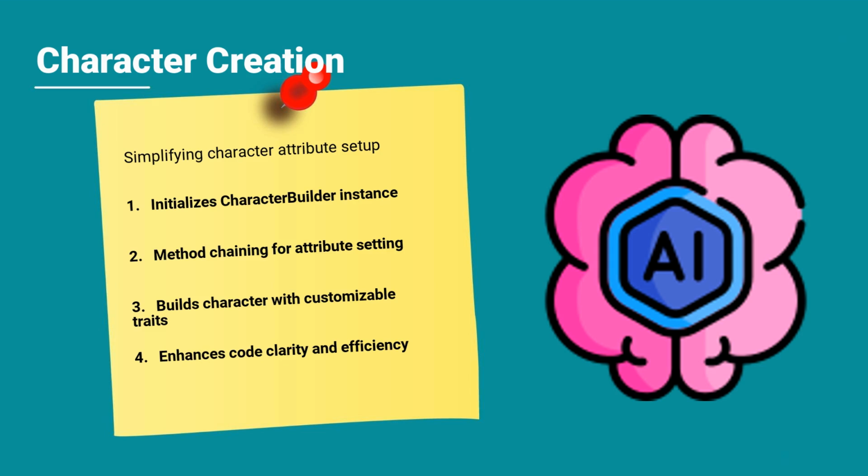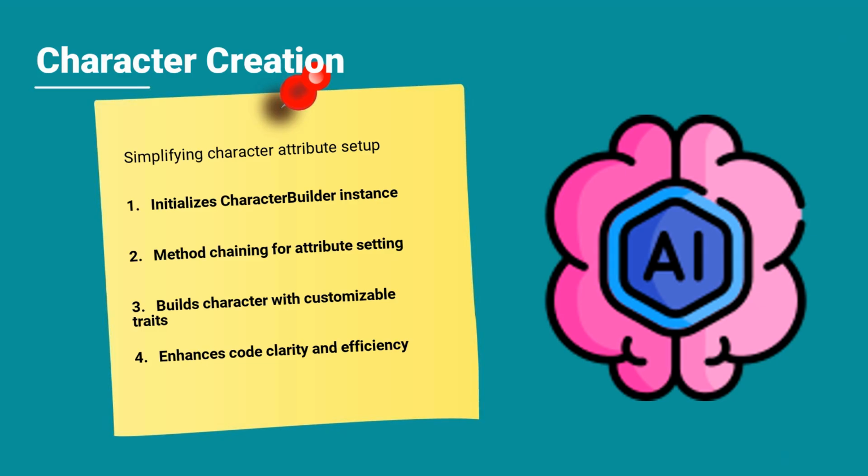The builder's methods, setHealth, setStrength, and setArmor, enable us to tailor these characteristics incrementally. Each method returns the builder itself, allowing for method chaining that simplifies the code flow. After configuring the desired attributes, we invoke the build method, which constructs and returns a character class instance based on the settings defined in the builder.